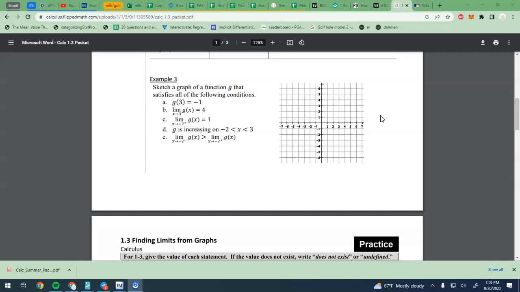5, would this be correct? I'm not sure. That's not 2.